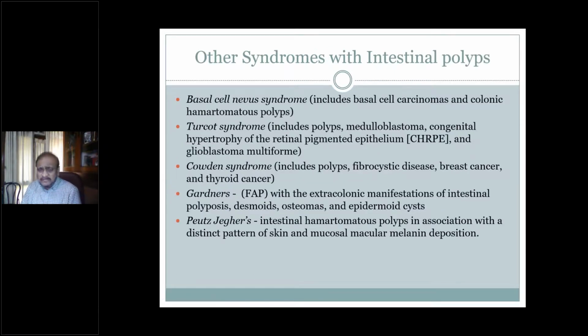So the syndromes that you find with intestinal polyps: the basal cell nevus syndrome, the Turcot syndrome, the Cowden, the Gardner, and Peutz-Jeghers. Just remember them. I'm not going to go into the details of these, but these are syndromes that you should know, where you can find the polyps in the colorectal area, right?